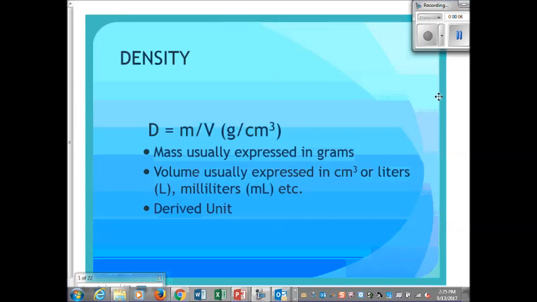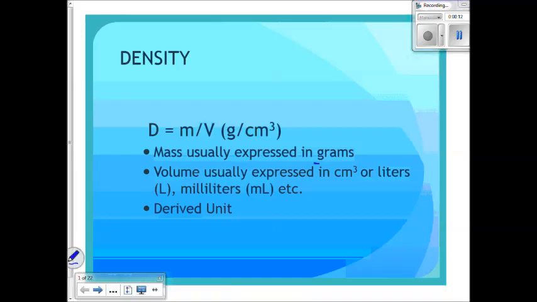Density is mass divided by volume. Mass is usually expressed in grams because we have gram balances in here. That's what we're going to measure with. Sometimes you'll see it in kilograms for the larger, more massive things.